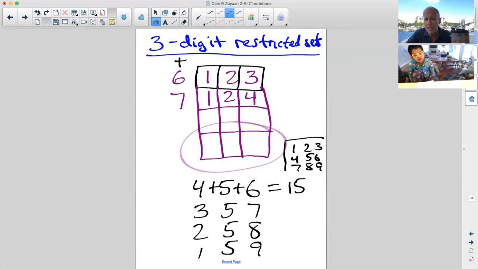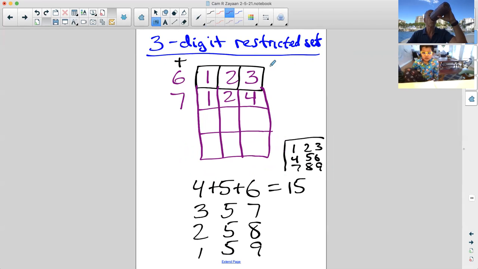Now, when we go to the highest number, what's the biggest number that has a restricted set? 5, 6, and 7? Are 5, 6, and 7 the largest numbers we can use? They're kind of in the middle there, aren't they? There's a set of three bigger numbers that we can use. Oh, yes. 7, 8, and 9. Of course.